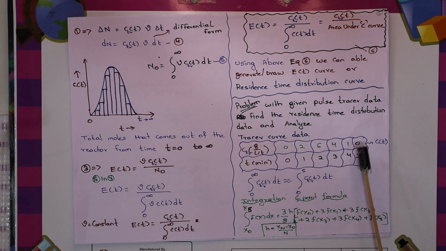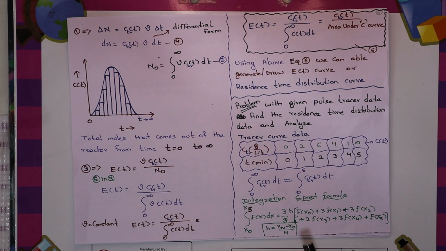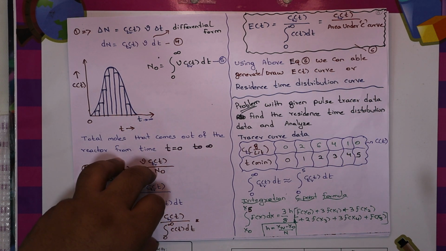I have the data, so I am going to apply the integration 6-point formula. I have a total of 6 points: 1, 2, 3, 4, 5, 6. From the 6-point formula, in place of integral x0 to x5 of f of x dx, in place of f of x I put the concentration, since the values of concentration are given here. I replace f of x with C, the concentration of the tracer data, and I get some value, which is nothing but the area under the curve.